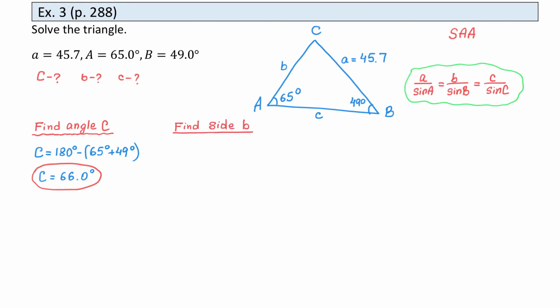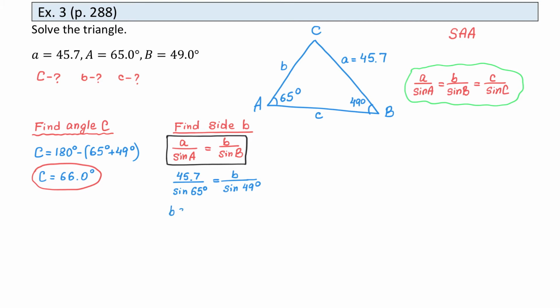So again, we will use the law of sines, A over sine of angle A equals B over sine of angle B, to find side B. We will replace A with 45.7 over sine of angle A, which is 65 degrees, equals B over sine of 49 degrees. To solve this equation, we will use cross multiplying. We will multiply B by sine of 65 degrees and then 45.7 by sine of 49 degrees.